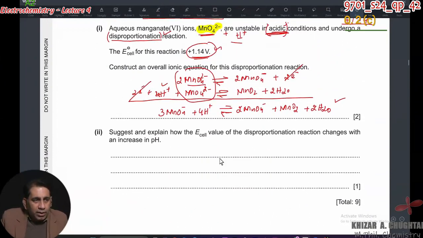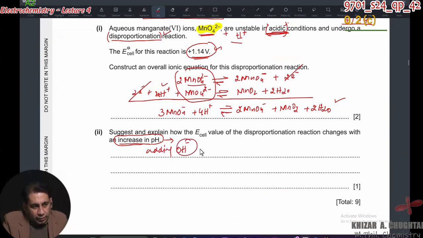The next one: suggest and explain how the E cell value of the disproportionation reaction changes with increase in pH. Now he is saying that if I increase the pH, then how much will this E cell change, that is not E naught. E naught is when the concentration is taken as 1 mole per dm cube. If I increase the pH, it means there is alkalinity, I mean I am adding more OH negative ions.